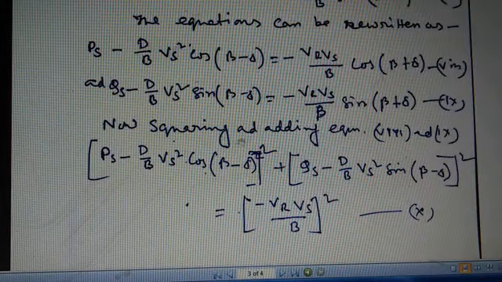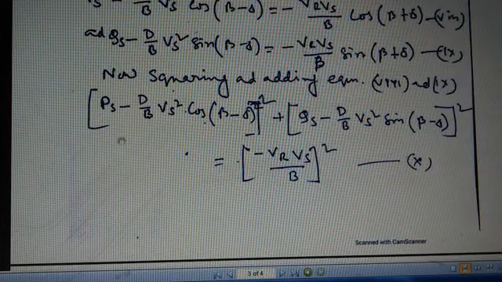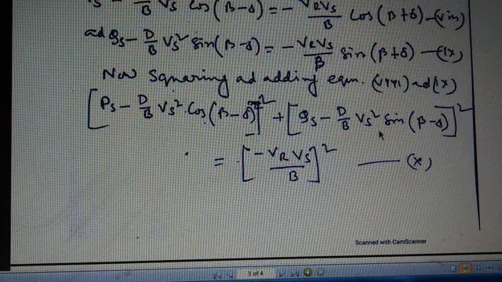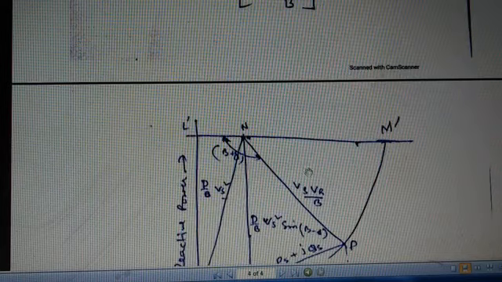Now squaring and adding equations number 8 and 9, the final equation is Ps minus D by B Vs squared cos of beta minus capital delta, whole squared, plus Qs minus D by B Vs squared sine of beta minus delta, whole squared, equals Vr into Vs by B whole squared, and this is equation number 10.